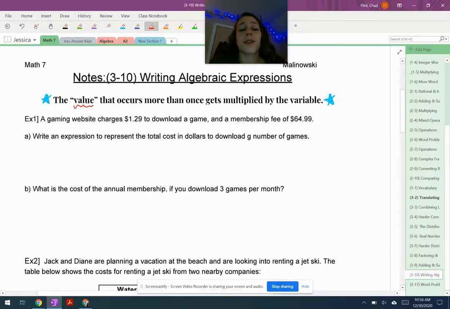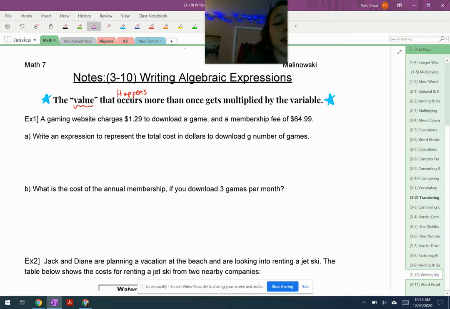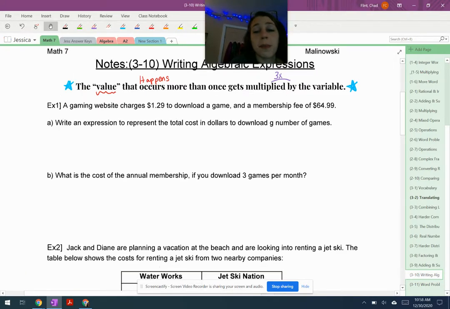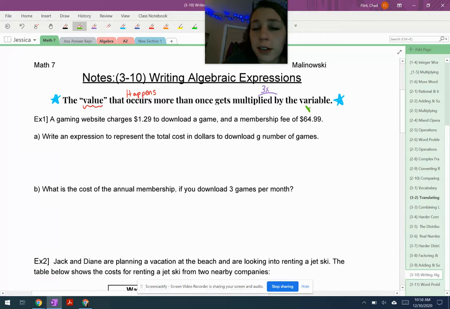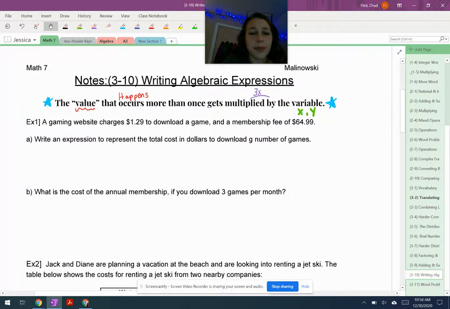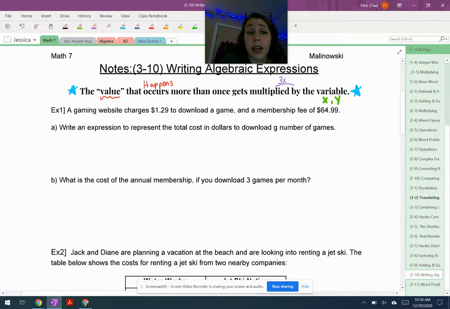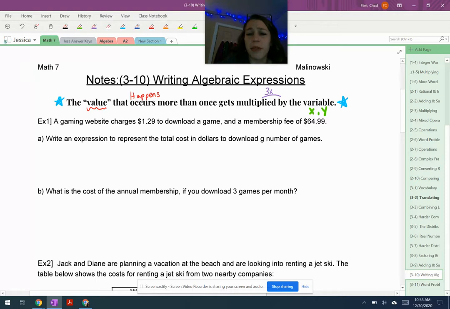The value that occurs more than once gets multiplied by the variable. So when we say multiplied by the variable, that's going to look something like 3x, a number being multiplied by a variable. And again, our variables are just our x and y's and things like that. So let's take a look at this first example and see what pieces are going to get multiplied by what variables.